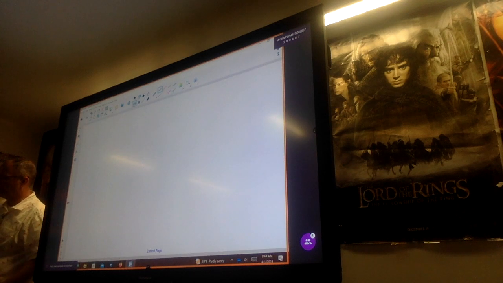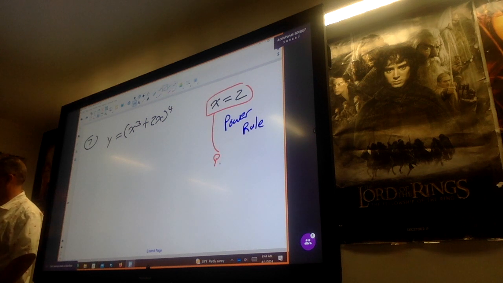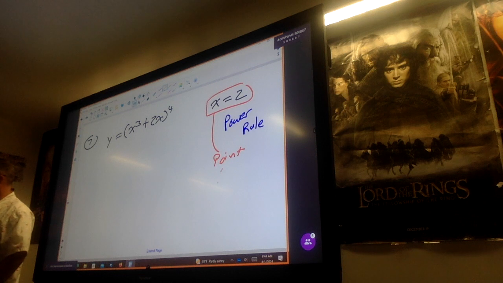Last question. Number 7, we had y equals x to the third plus 2x, raised to the fourth. Okay, we want to evaluate what the tangent equation is at 2. So this is a power rule. So the first thing I want to do is take my x minus 2 and figure out my point. So it's going to be 2 comma something. So I'm going to plug 2 in.